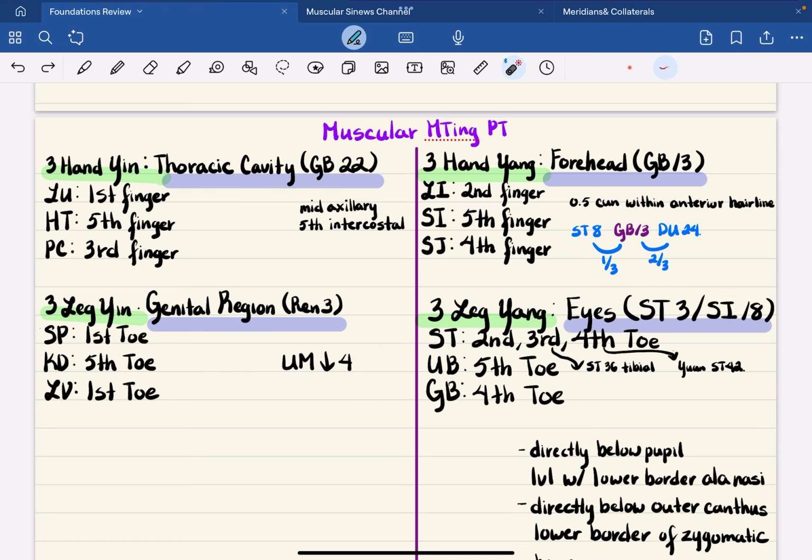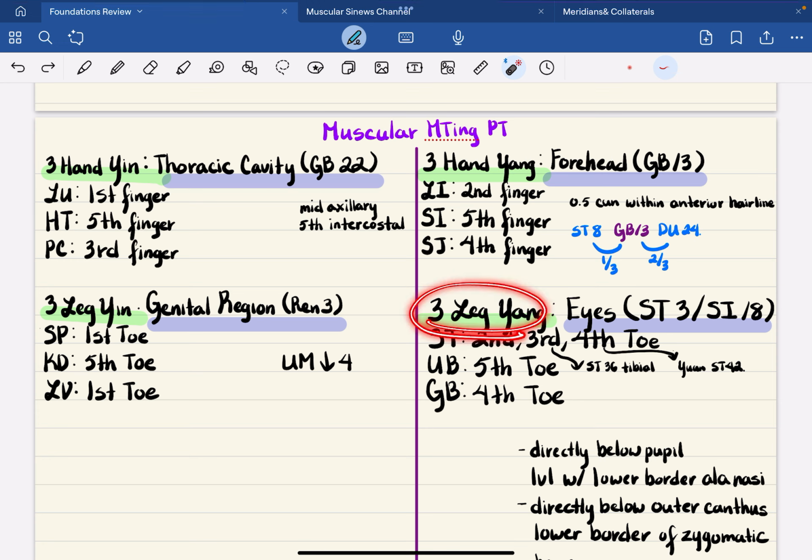And then we have the forehead, right, for the three-hand yangs. The forehead, where GB13 is. This is in line with Du 24. This is 0.5 soon within the anterior hairline, right? It goes more this way and then it goes that way. And that's how you get GB13. If this is the hairline, this is right in the center. That's where Du 24 is. It says 2/3 this way, so this is cut into 3. You have to think about it that way. And it's 1, 2. And that's where GB13 would be.